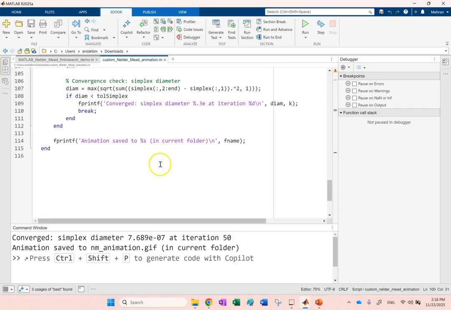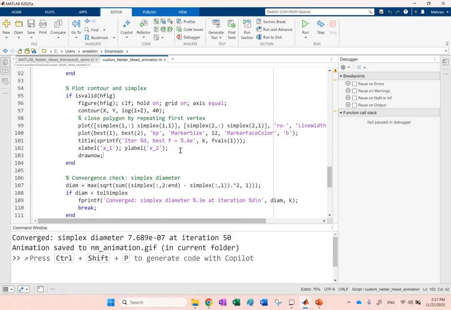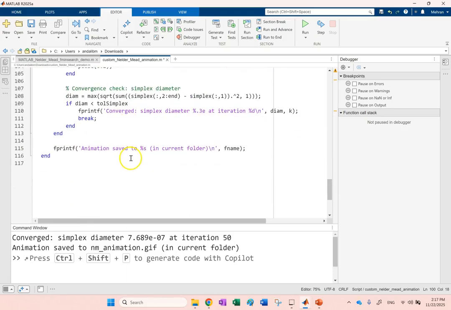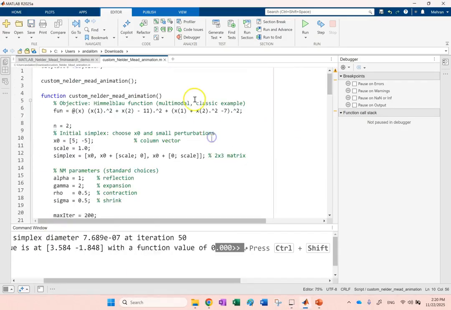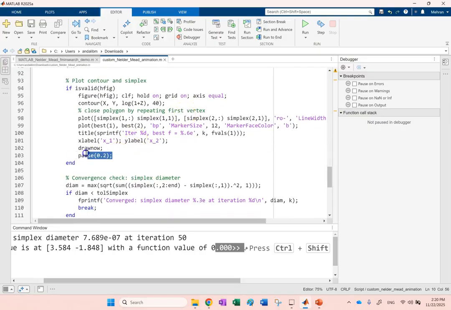And the other thing is, here when it says draw now, you can slow it down. So you can say, hey, give me a pause of, I don't know, 0.2 seconds or something. Slow it down. And as I said, for this best one, you can go ahead and print something on the screen. Okay, I changed the code a little bit. So now it slows down so we can see it.